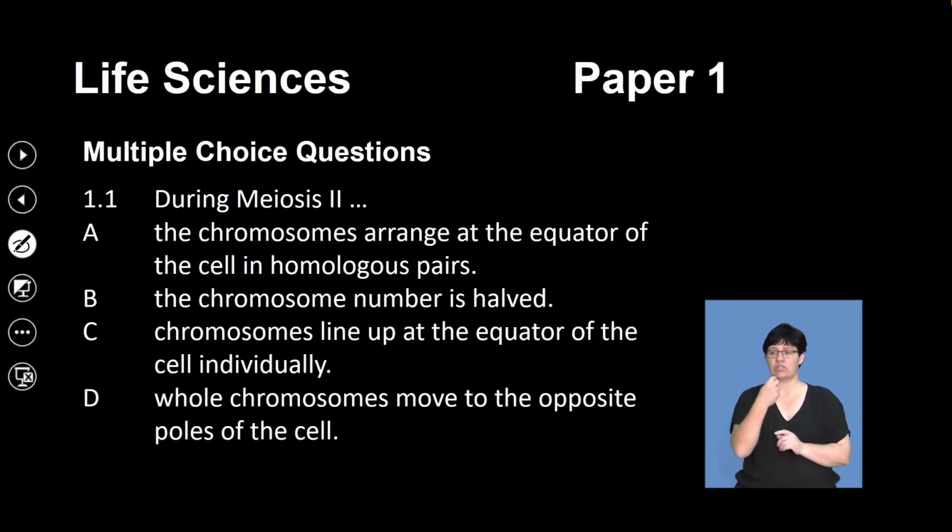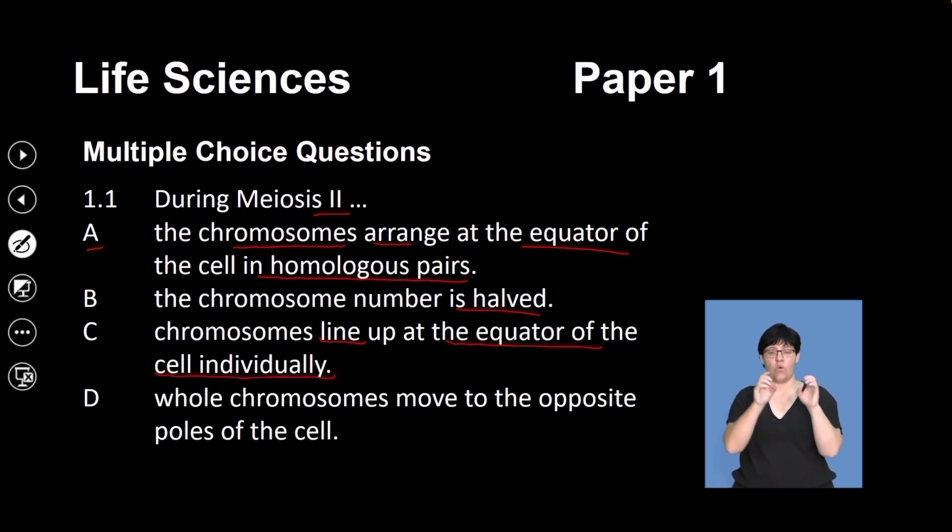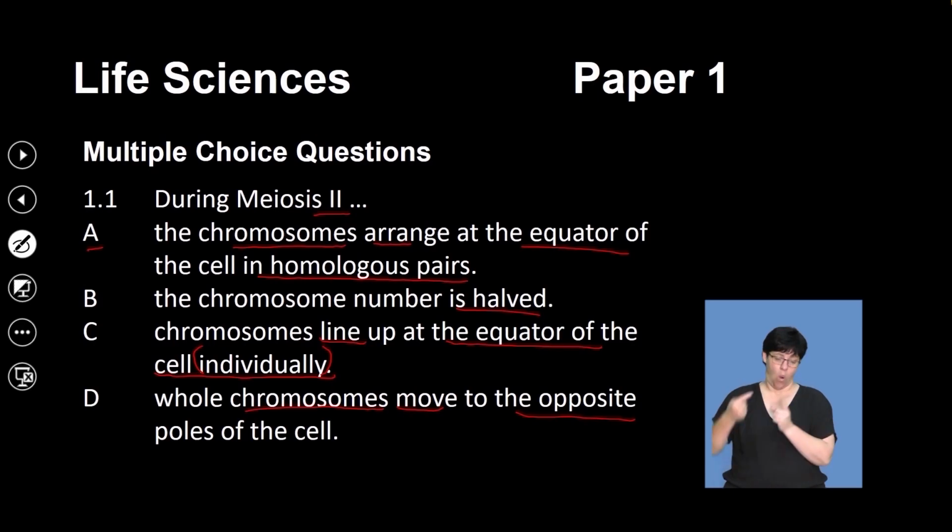So let's look at that first question that we posted. The question read, during meiosis 2, so guys, remember meiosis has got meiosis 1 and 2, which essentially refers to different phases of the division. The first option was A, the chromosomes arrange at the equator of the cell in homologous pairs. I'm going to read the answers out. B, the chromosome number is halved, so there's a reduction in the chromosome number. Or C, the chromosomes line up at the equator of the cells individually. Let's focus on the word individually. And D, the whole chromosome moves to the opposite poles of the cell.